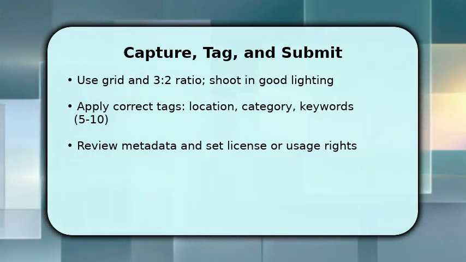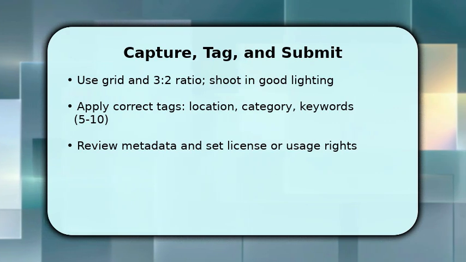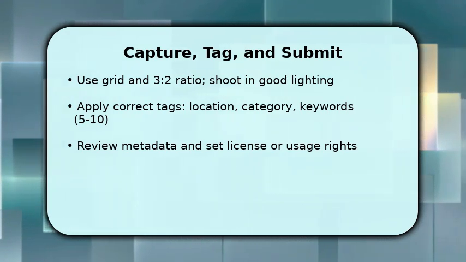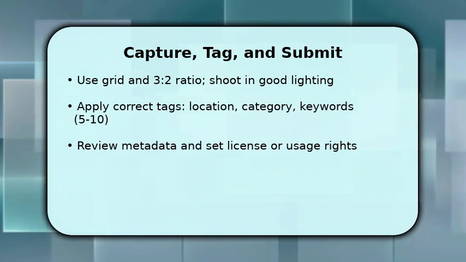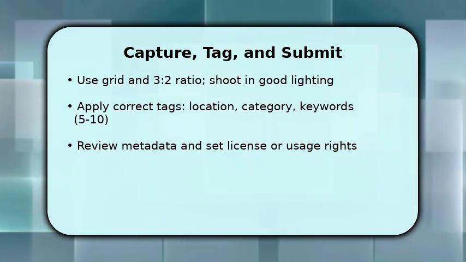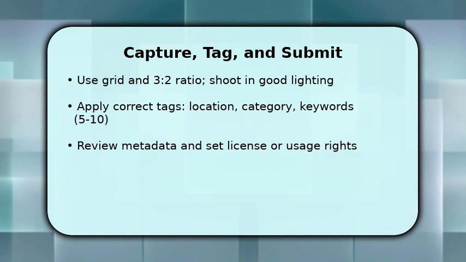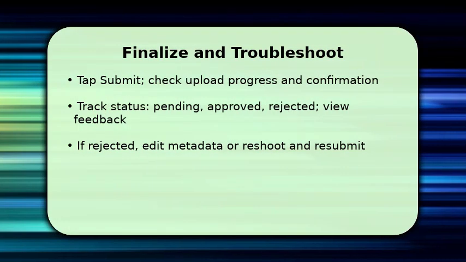Then enter precise location and category because search depends on accuracy. After that, pick the license or usage option and preview the submission. This reduces rejections and speeds approval. Finish by submitting and confirming the upload progress bar reaches 100% since partial transfers fail.